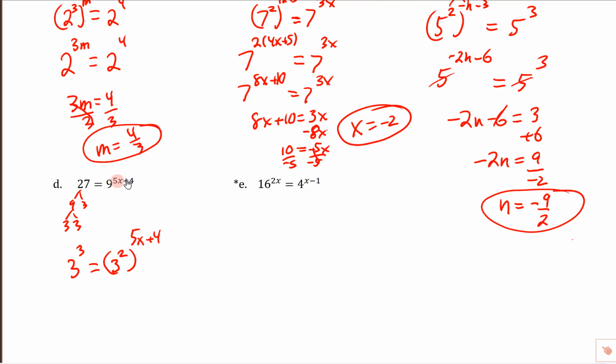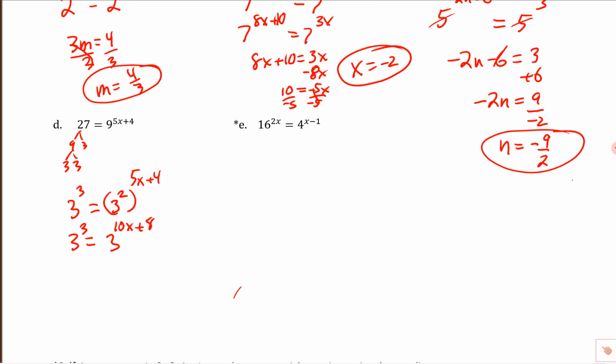There's only one side with a variable on it. It's this one. So this is the one we're going to have to take care of. So 3 to the third equals 3 to the 10x plus 8. So we'll finish this off here. I'm going to drop the bases. So this is going to be 3 equals 10x plus 8. Subtract the 8. So we get a negative 5 equals 10x.